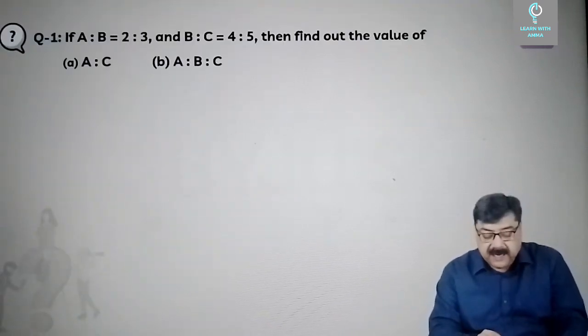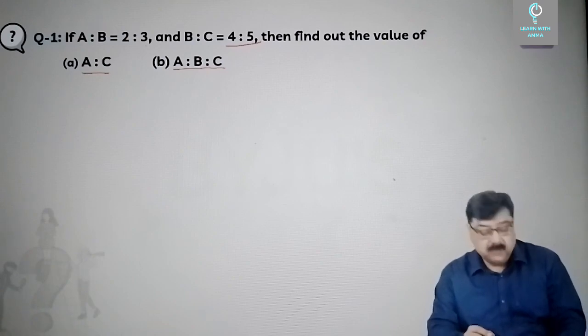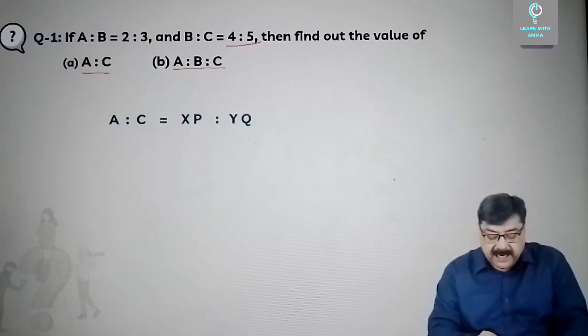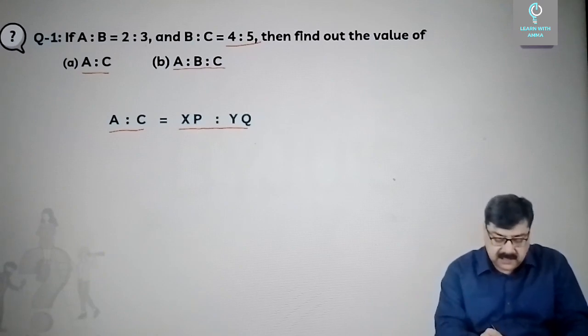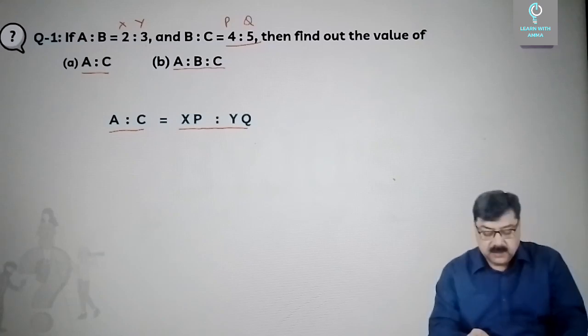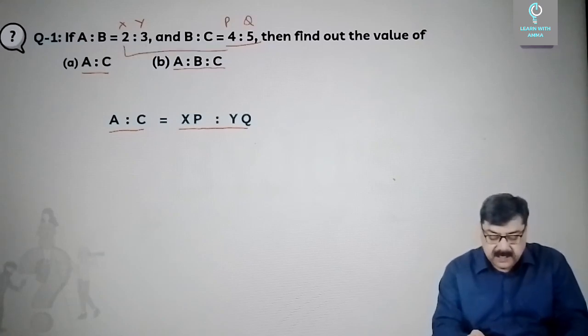Alright, let's have a look at this question and try and solve this. If A is to B is 2:3 and B is to C is 4:5, then find out the value of A is to C or A is to B is to C, both of these. We know that A is to C is XP is to YQ. Directly you can do that. So this is X, this is Y, this is P, this is Q. So XP into YQ.